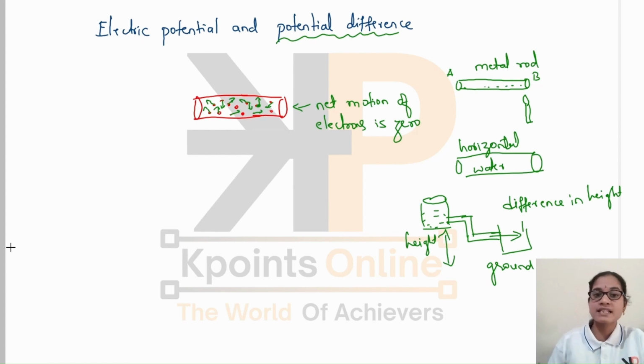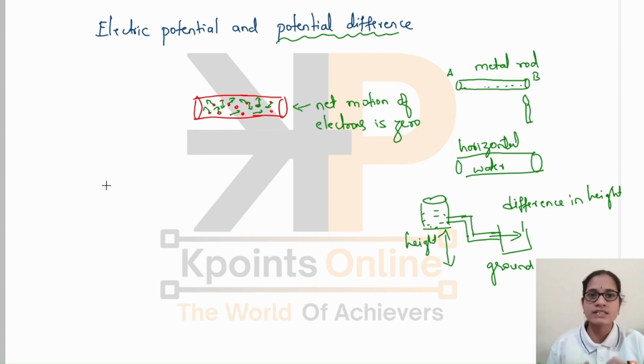But now what happens if I connect this metallic wire to a battery? Then there is a flow of electric current. Why does this happen? Because the battery or the cell is responsible for the electrons to move in a particular direction. Because the battery or cell is spending energy in setting these electrons in motion. So in order to flow the electric current, we need some energy. The work needs to be done.